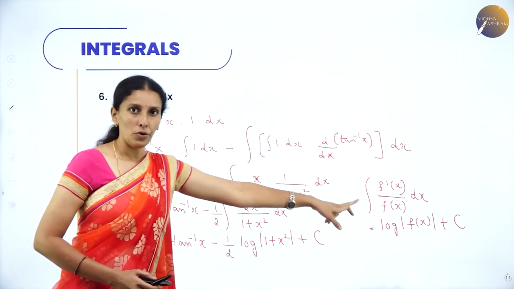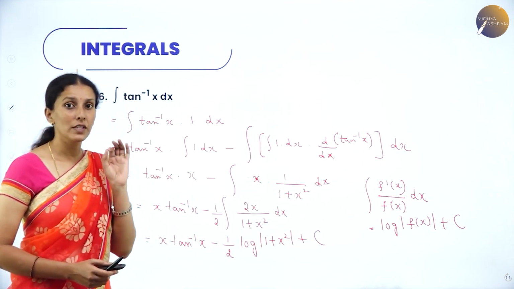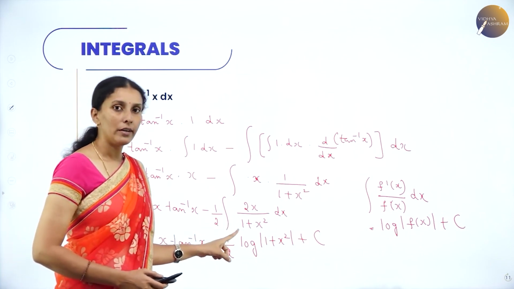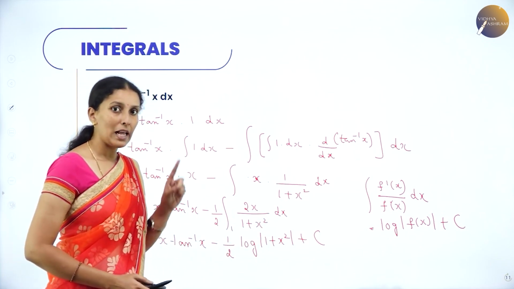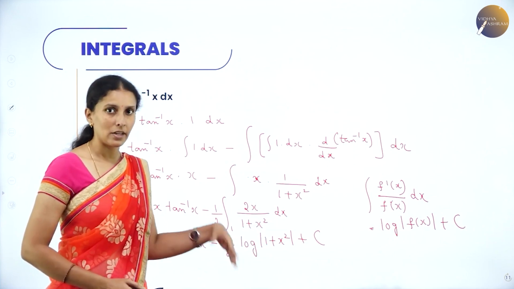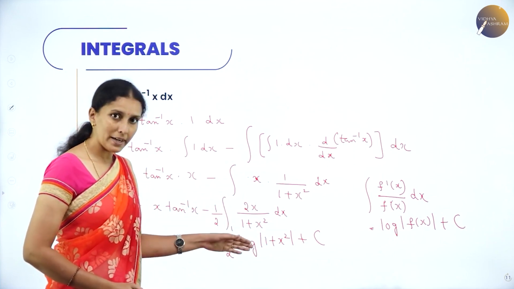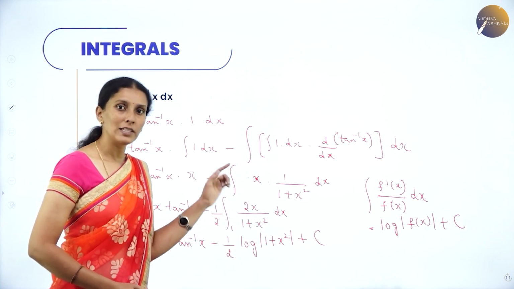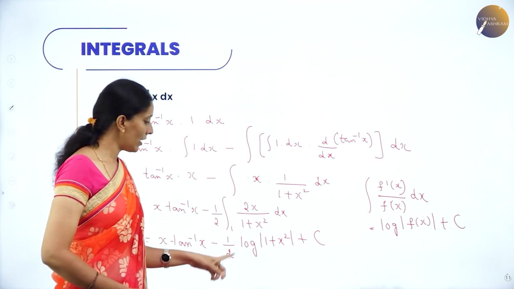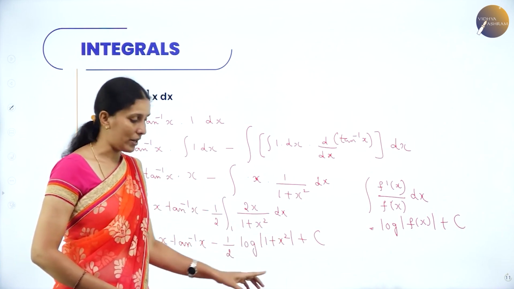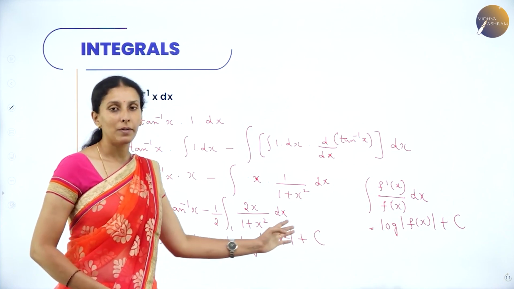Or if you don't know the standard form, you can use the substitution method. Put t is equal to 1 plus x square, then dt is 2x dx. So again this is in the form of dt by t. Integral of 1 by t is log t. What is t we have taken? We have taken t as 1 plus x square. That is why it becomes log of 1 plus x square.